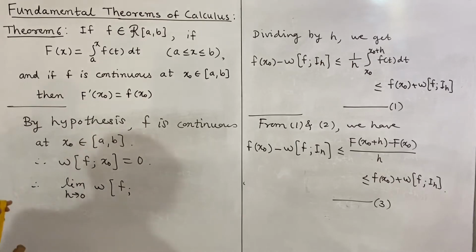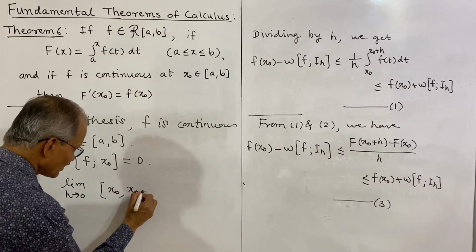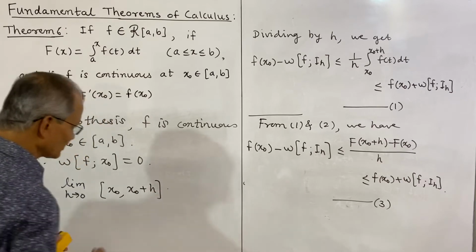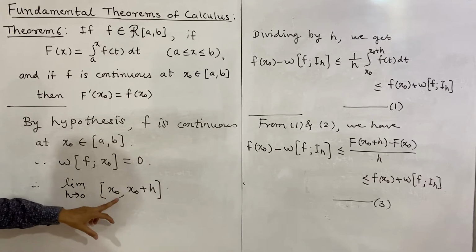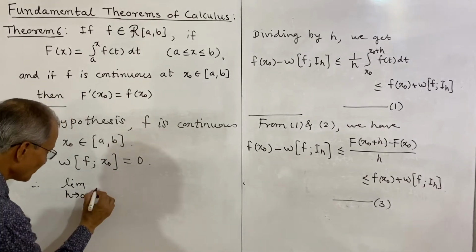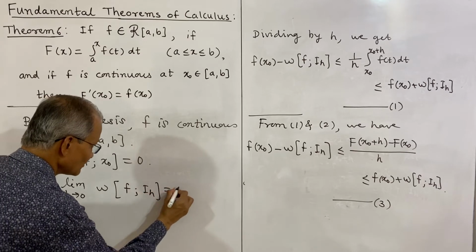over the interval I h, first we should consider h tends to 0. What is the interval? x naught to x naught plus h, x naught plus h will be the same point as x naught, that will be a single point, and that is the limit of I h. So the limit as h tends to 0 of I h will be a single point, and that gives the oscillation of f on I h equal to 0 as h tends to 0. So we write the oscillation of f on the interval I h is equal to 0.